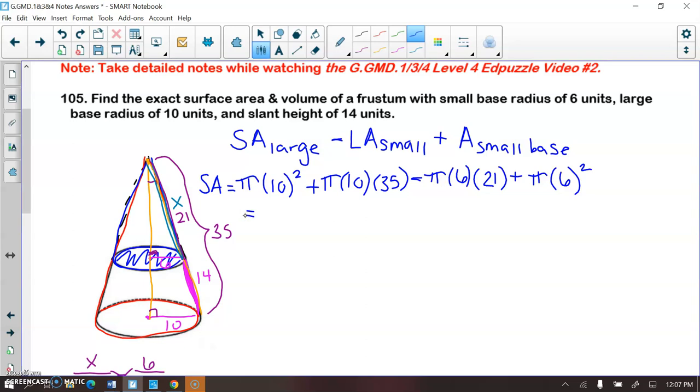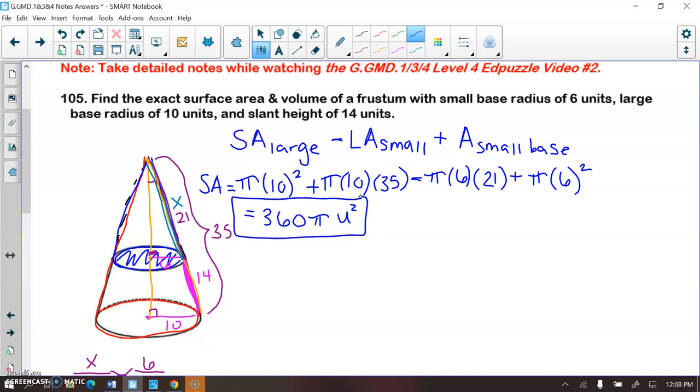So when I calculate this all together, 10 squared plus 10 times 35 minus 6 times 21 plus 6 squared, I get 360 pi. This would be exact, and that's exactly what they wanted you to do. Units squared.